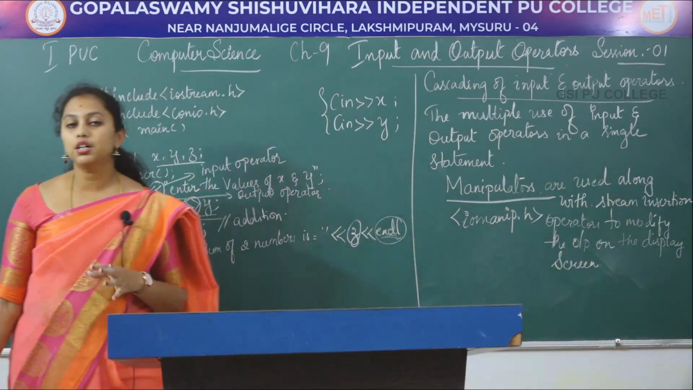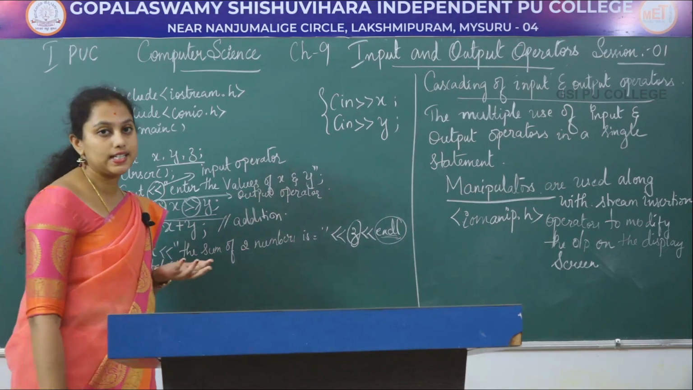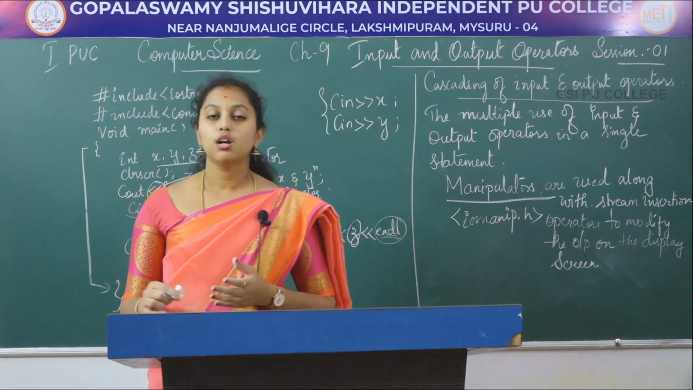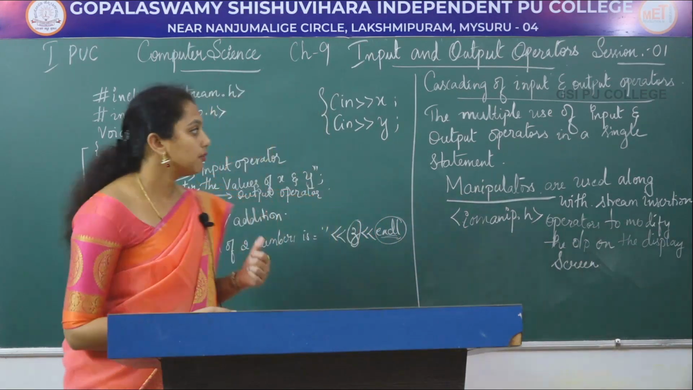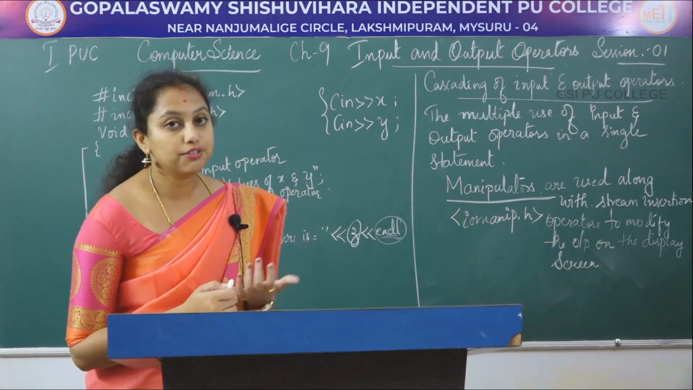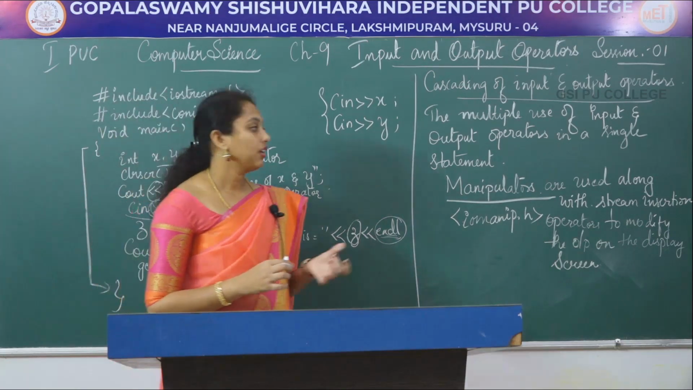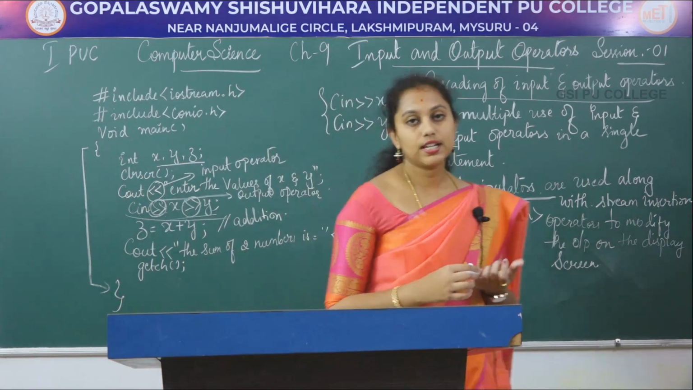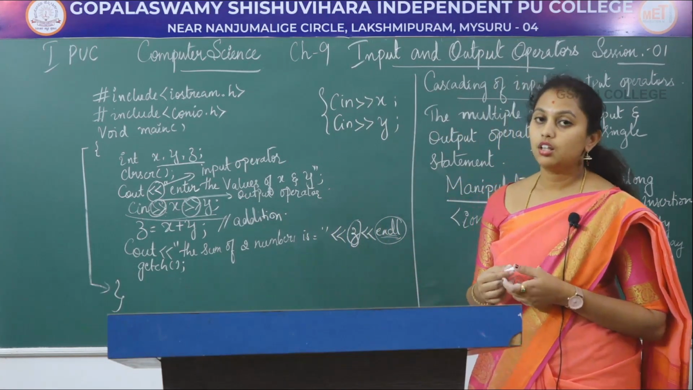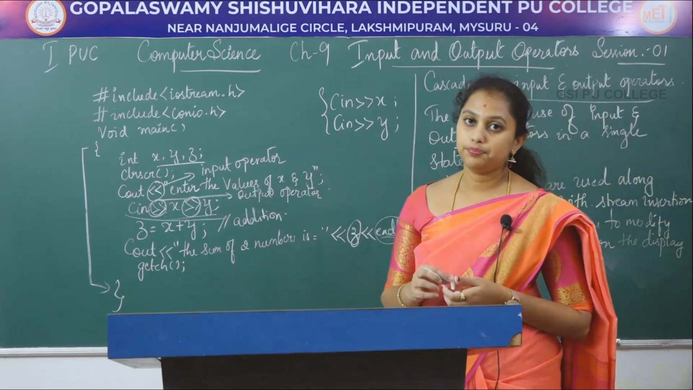From this chapter you can expect questions like: give the other name for cin function and give the other name for cout function. What is cascading? What are manipulators? Name any two manipulators and name the header file which is used for manipulators. Or you can expect questions like explain the input-output operators with an example. So these are the questions you can expect from this chapter.